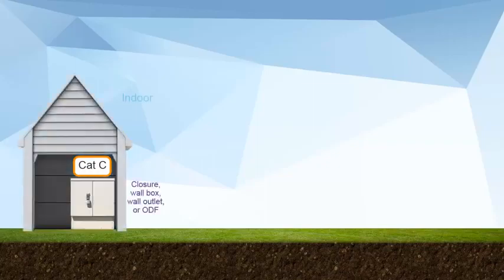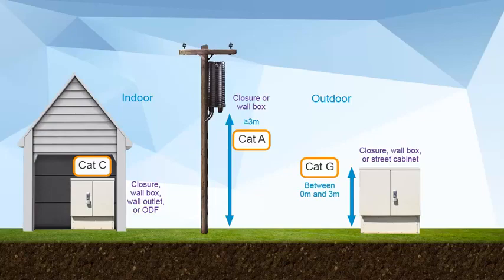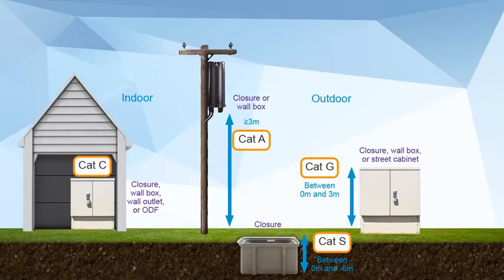For closures, Category C, Controlled, is for indoor applications. Category A, Aerial, is for outdoor aerial applications higher than 3 meters. Category G, Ground, is for outdoor ground level applications. Category S, Subterranean, is for below ground level applications.